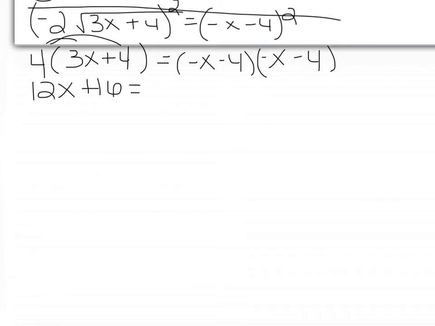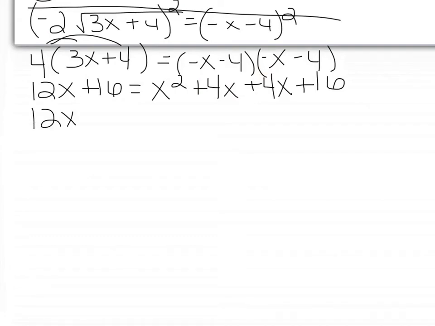And then on this side, you're going to either double distribute or FOIL, whichever one you call it. So you have negative x times negative x is positive x squared. Negative x times negative 4 is positive 4x. Negative 4 times negative x is positive 4x. And negative 4 times negative 4 is positive 16. You can go ahead and combine your 4x's here because they are like terms. So you have 12x plus 16 is equal to x squared plus 8x plus 16.